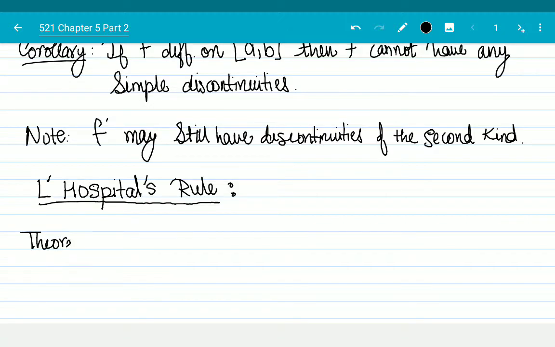Theorem 5.13. Whenever I use L'Hopital's rule, I will just abbreviate it as LH rule or just write L apostrophe H. Okay. Suppose f and g are real differentiable in (a, b).